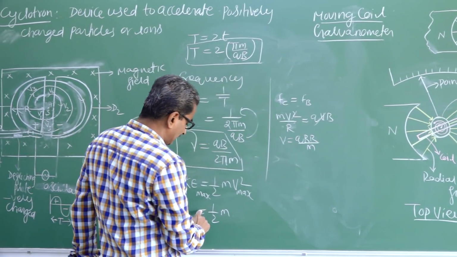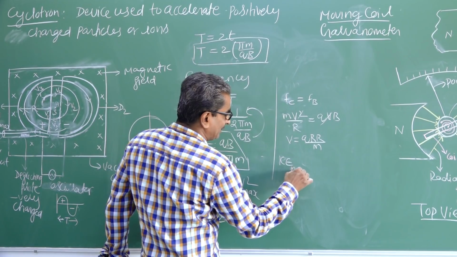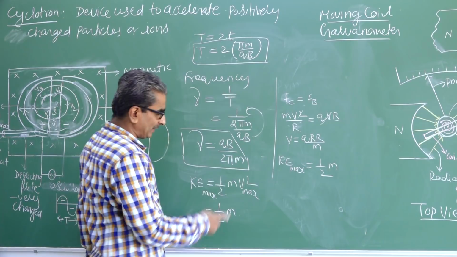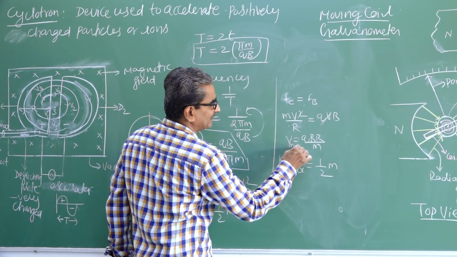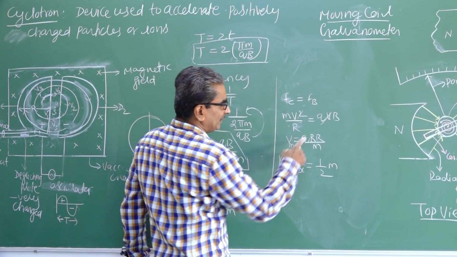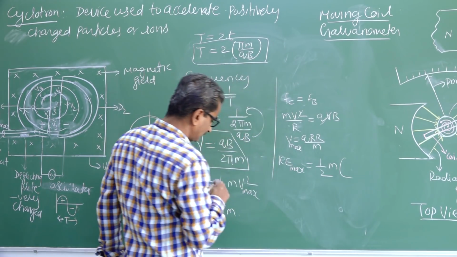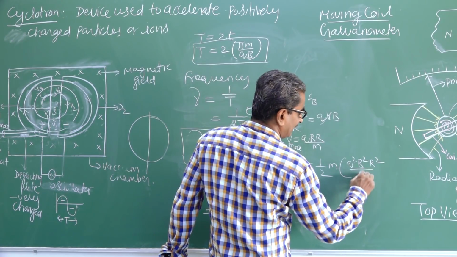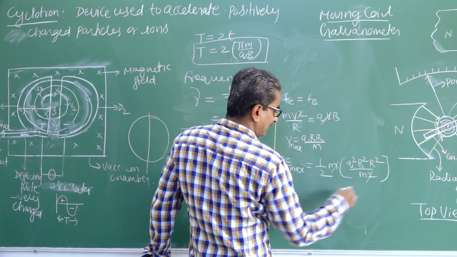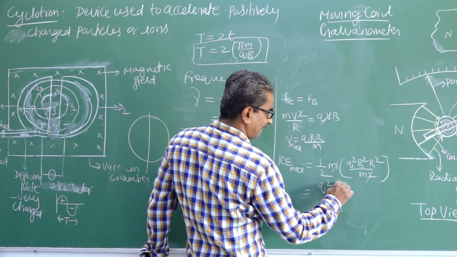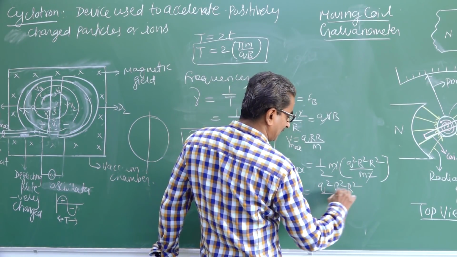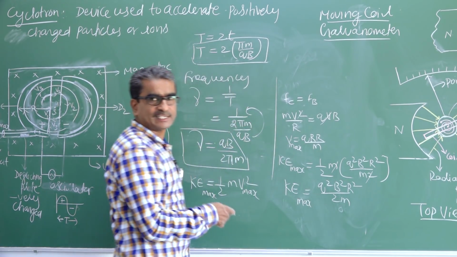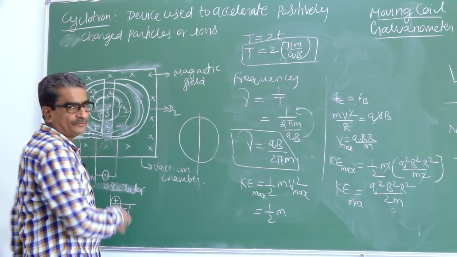If I substitute that V in this equation, kinetic energy maximum becomes equal to half M V square. V square means square this. This is maximum velocity. If we square this, what do we get now? Q square, B square, R square divided by M square. Cancel off M and M. Then this will be Q square, B square, R square divided by 2M. This is the expression for maximum kinetic energy of the particle that comes out of the D.